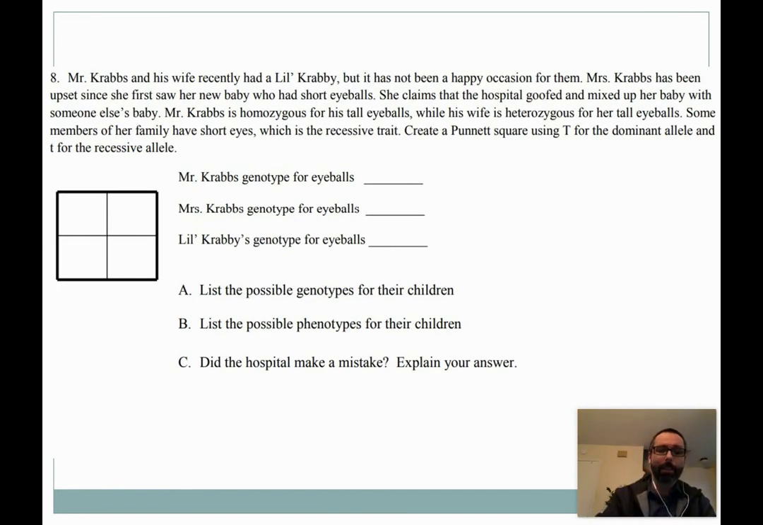Finally, this is, again, more like a realistic situation, a little bit silly, but still realistic. It says Mr. Krabs and his wife recently had Lil Krabby, who has not been happy because Mrs. Krabs noticed that the baby has short eyeballs. Now, she thinks that the hospital mixed up her baby with somebody else's because Mr. Krabs has tall eyeballs, and she also has tall eyeballs. So this is the thing, right? Like, I have brown hair, and my partner also has brown hair, but our kid has blonde hair, right?